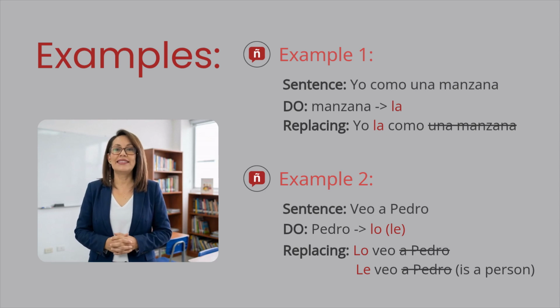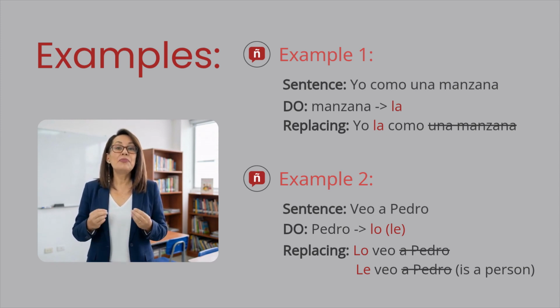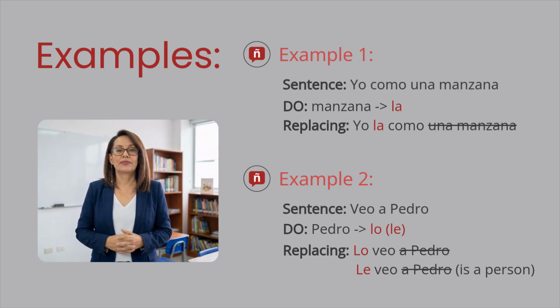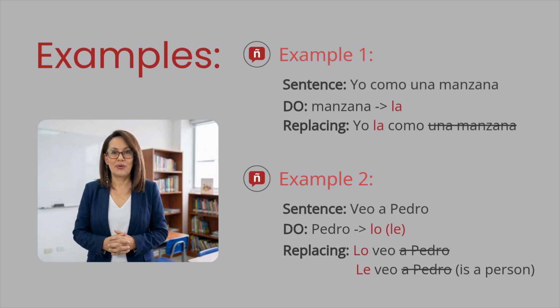Let's take the first sentence again. Yo como una manzana. We identified the direct object already. Is manzana. The pronoun for manzana is la. The direct object pronoun is placed directly before the conjugated verb. The result will be yo la como.